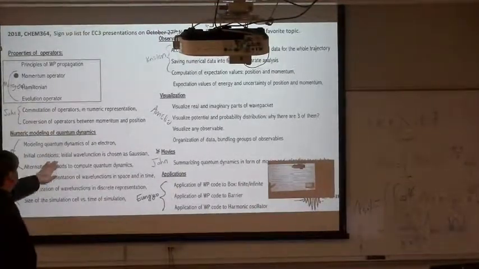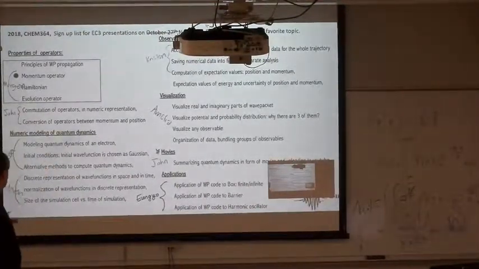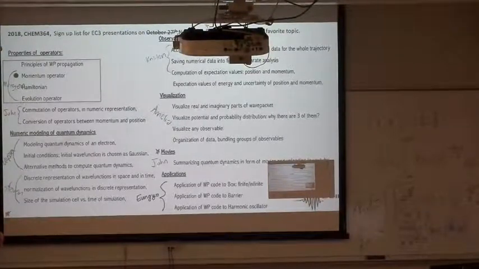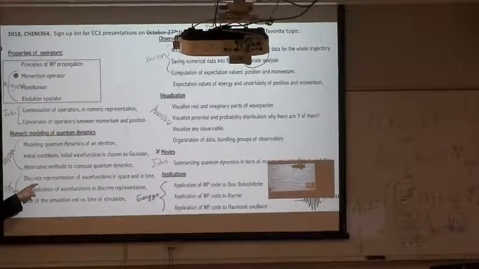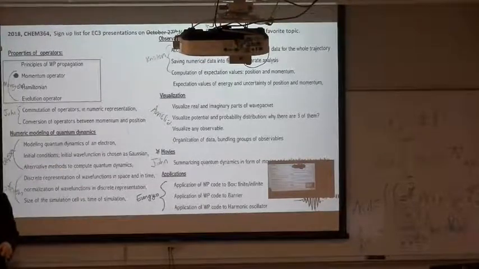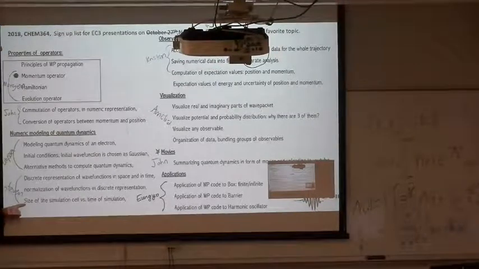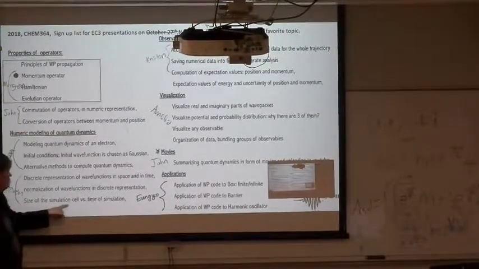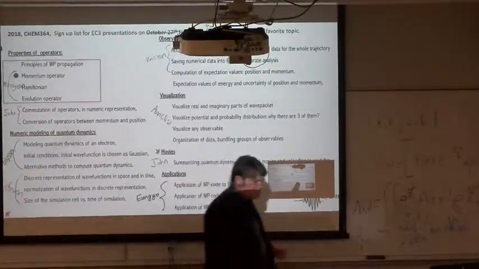Modeling, initial wave functions, alternative methods. Done. Discrete representation of wave function in space and time. Steven, I think we did it last time. Right? Normalization of wave function in discrete representation. We also did it last time. So it partially overlaps with initial wave function, where we had the square root of the dx. Size of the simulation cell versus time of simulation.